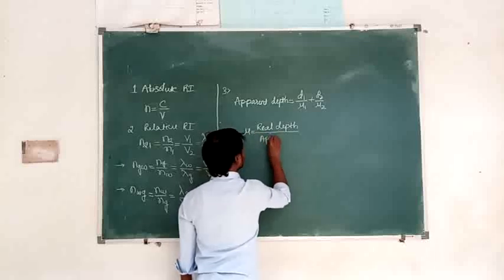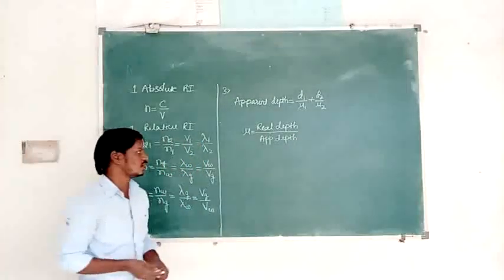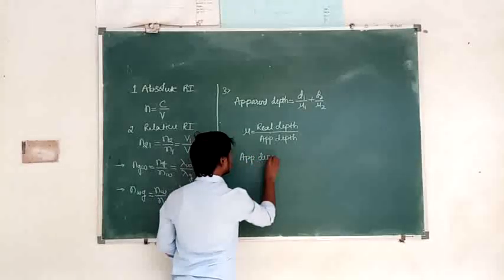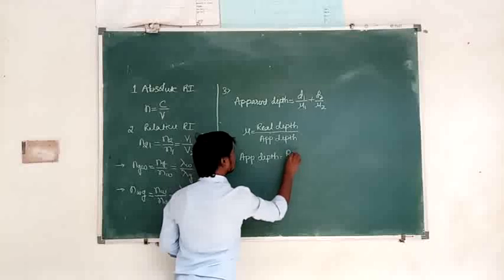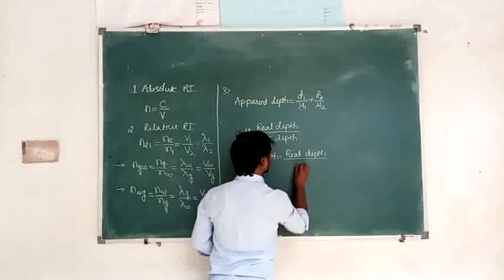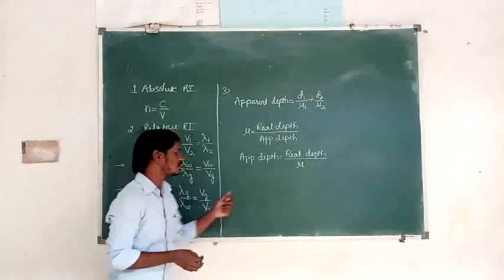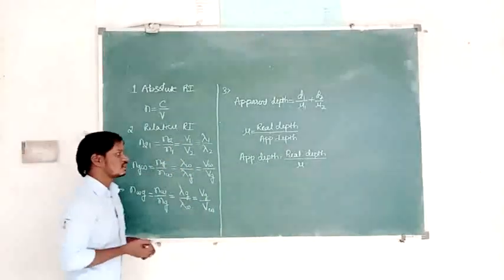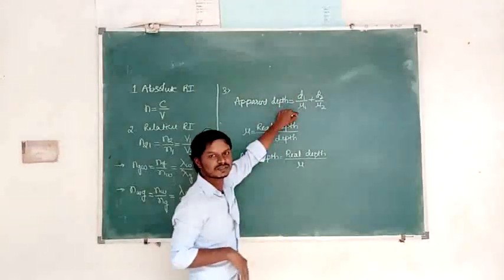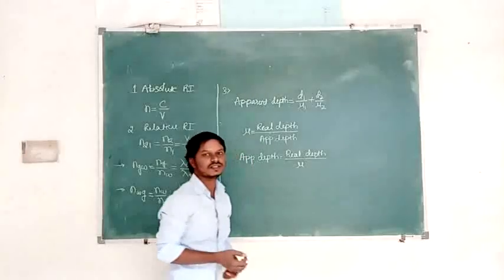So we use this only when object is in denser medium and observer is in rarer medium. So apparent depth is equal to real depth divided by mu. Real depth divided by mu. Means mu is here refractive index. You can use the mu for the refractive index, or otherwise you can use the n for the refractive index. So here d1 is real depth, mu1 is the refractive index of the first medium, and d2 is the real depth of the second medium, and mu2 is the refractive index of second medium.